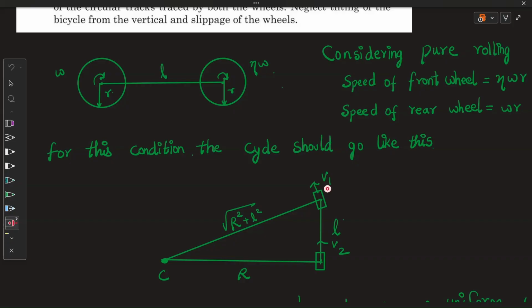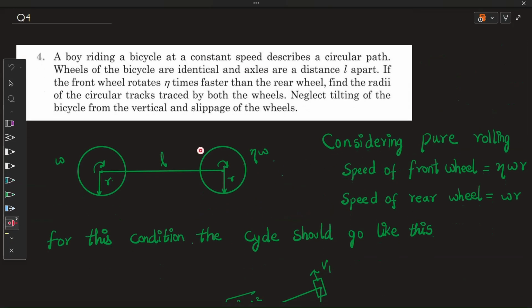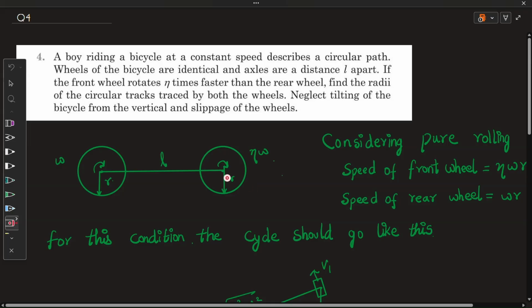This is the front wheel which we are going to tilt. It goes with velocity v1. This is v2, because there's no slippage. If these two were in the same straight line, they couldn't be without slippage, because both have different angular velocities. So considering pure rolling, the center of the front wheel has velocity eta omega r, and the speed of the rear wheel at the center is omega r.